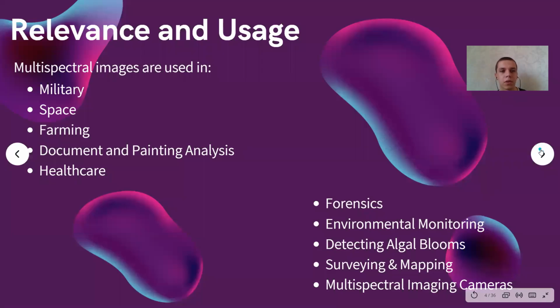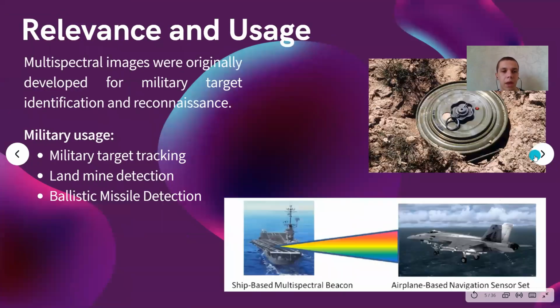So, relevance and usage. Multispectral images are used in military, space, farming, document and painting analysis, healthcare, forensics, environmental monitoring, detecting algal blooms, surveying and mapping, and multispectral imaging cameras. If you go back to the history, we will know that multispectral images were originally developed for military target identification and reconnaissance. In the military, it is widely used for target tracking, landmine detection, and ballistic missile detection.